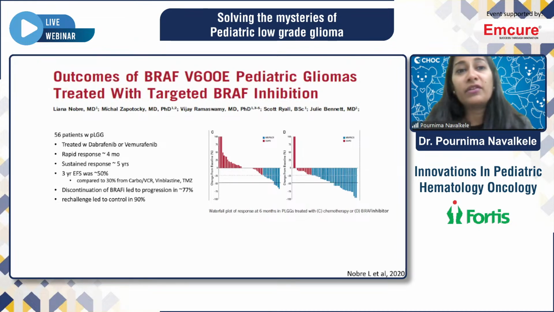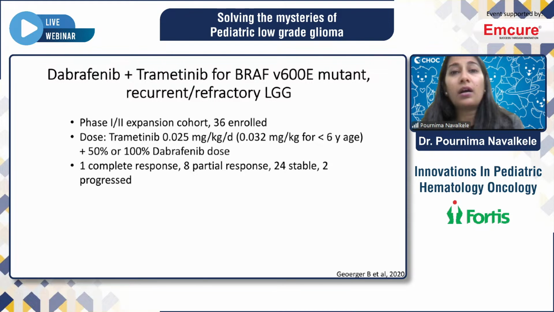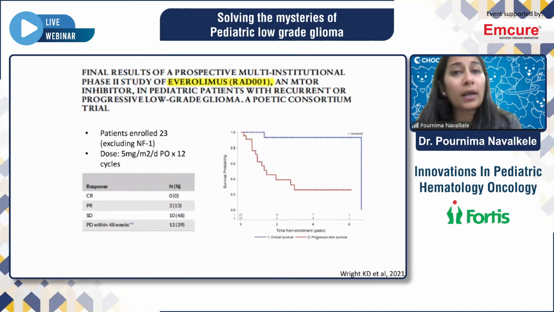For those patients with the BRAF V600E tumors, as you see, treatment with dabrafenib versus vemurafenib was tested by Dr. Nobre's group, and they found rapid response around 4 months and sustained response up to 5 years. But discontinuation of the oral agent did lead to rebounds of progression, and re-challenge, like giving the drug back, starting the drug back, did lead to control of the tumor in 90% of patients. Dabrafenib with trametinib treatment has been used as a combinatorial treatment for the BRAF V600E tumors. Everolimus has been used for mTOR pathway mutations or TSC1 or 2 mutations.